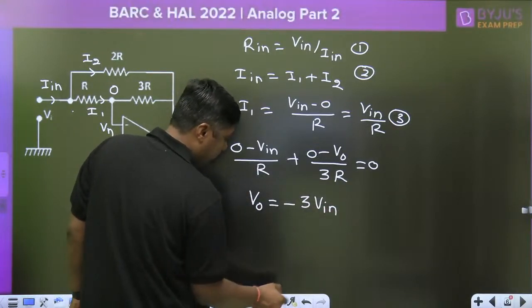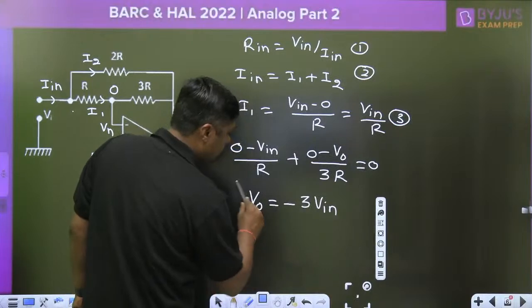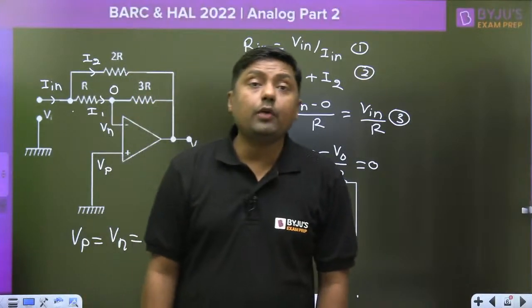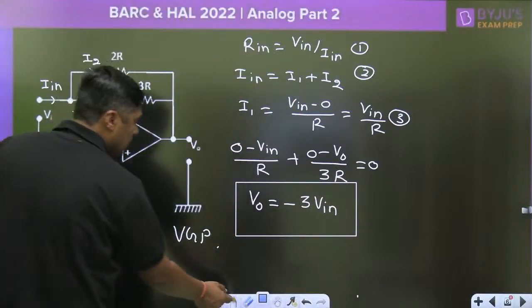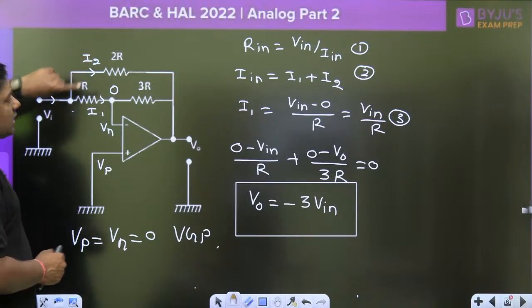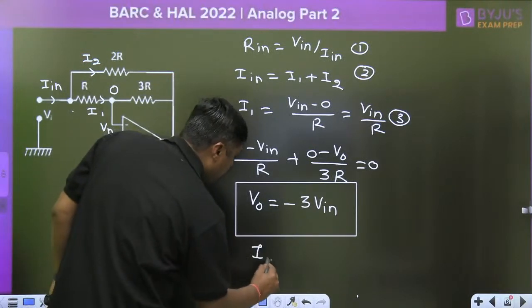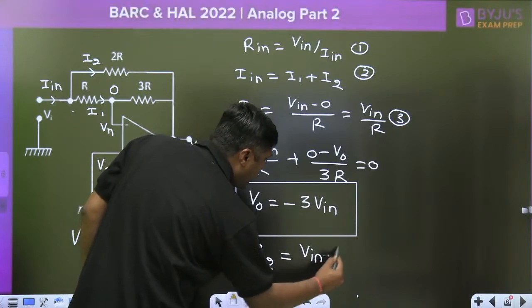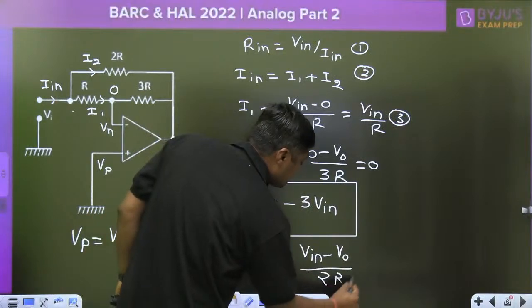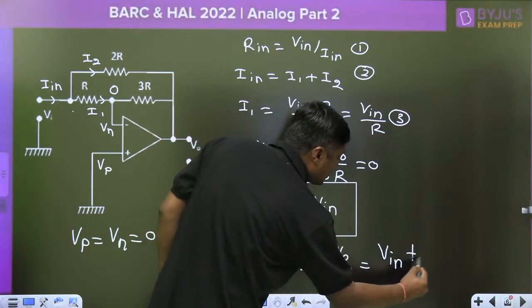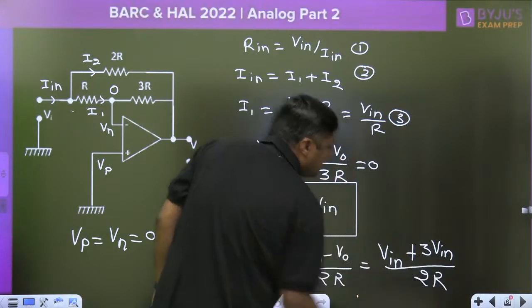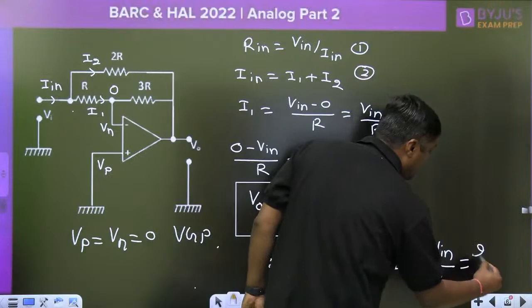This is the V naught in terms of V in. Why are we solving this? Simply to get the I2 in terms of V in. Now we can write the I2 in terms of V in. What is the I2? V in minus V naught divided by 2R. V in minus minus, it will become 3V in divided by 2R, and that is 2V in by R.